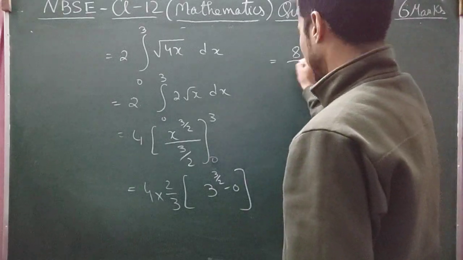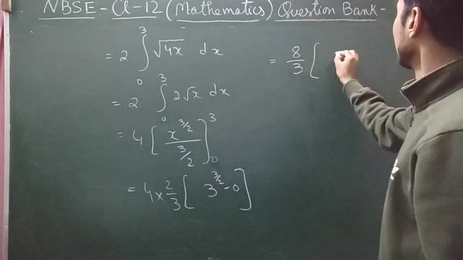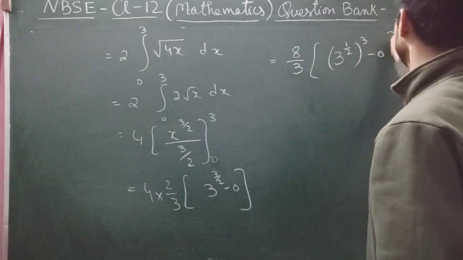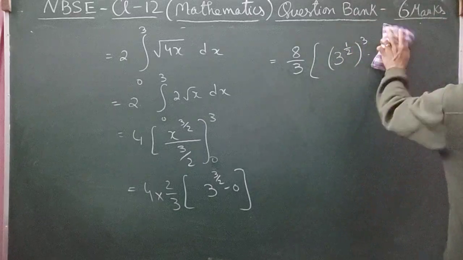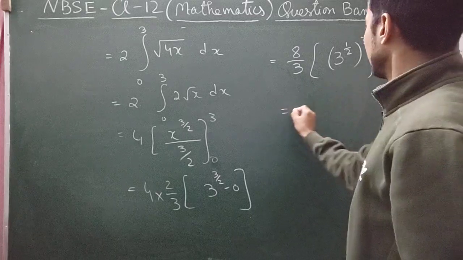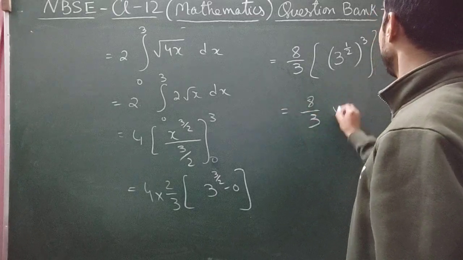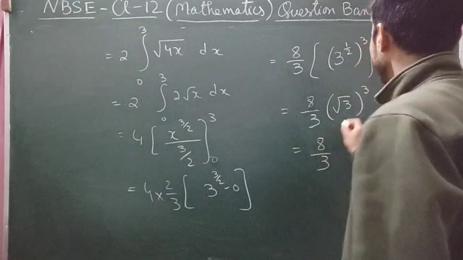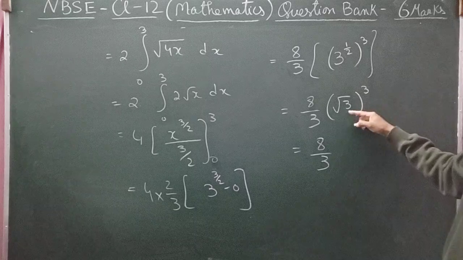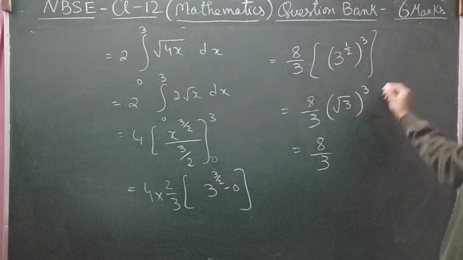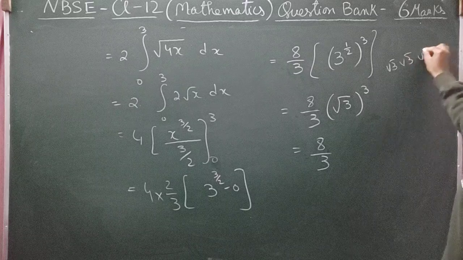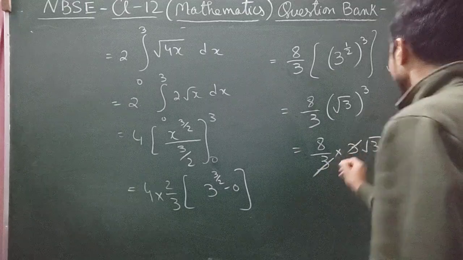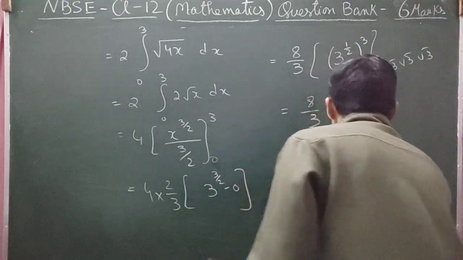So that's like 8 by 3, this is 3 to the power 1 by 2 whole cube minus 0. Why am I writing minus 0? It's already done. So that's like 8 by 3 root of 3 whole cube, which is root 3, root 3, root 3. Root 3 times root 3 is 3, so 3 root 3. So that's 8 root 3.